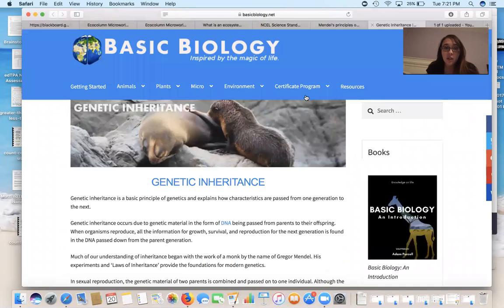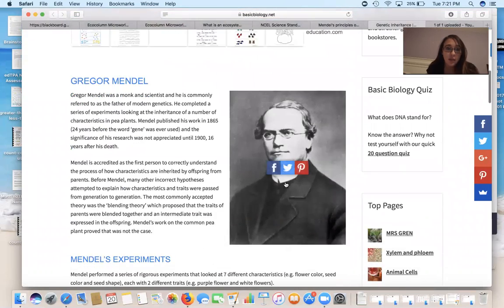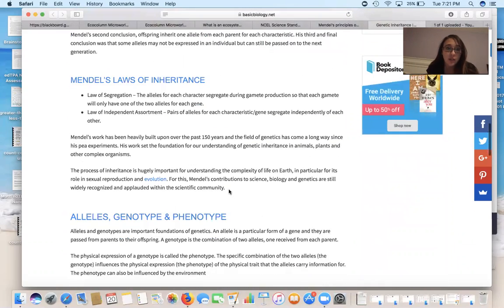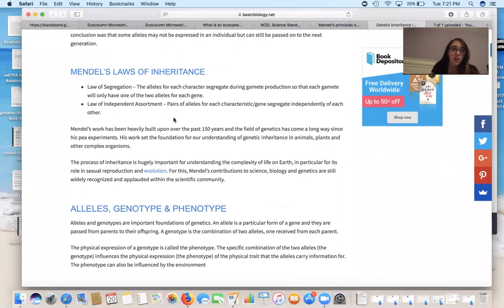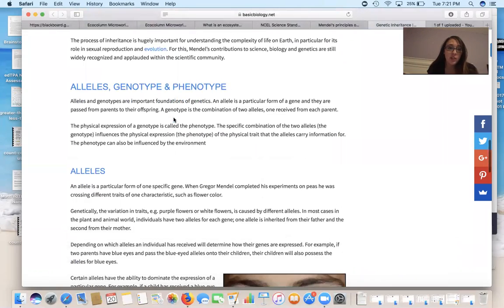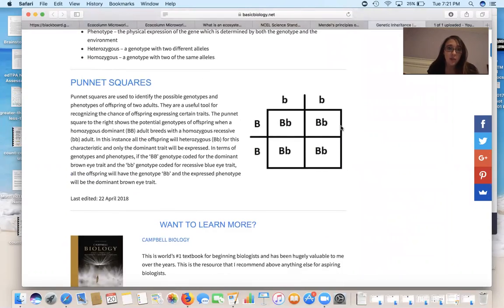And then the other one is genetic inheritance. This talks about Mendel again, and tells a little more about his experiments and his conclusions. He has a law of segregation, and he has a law of independent assortment. You have alleles, genotype, and phenotypes. So you need to look at all of these things. You have your Punnett square.